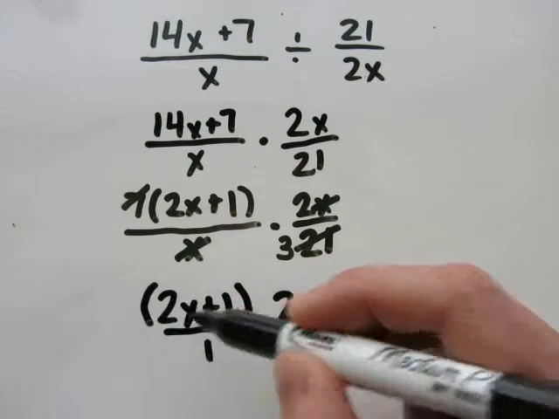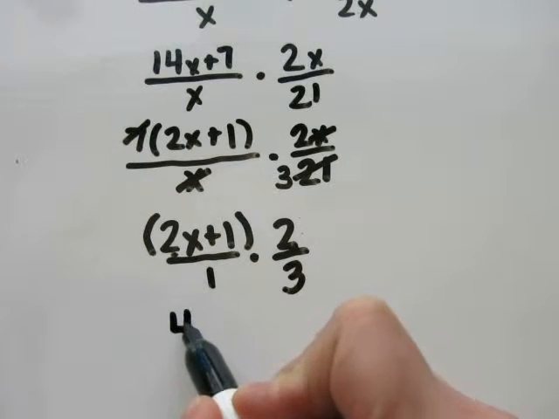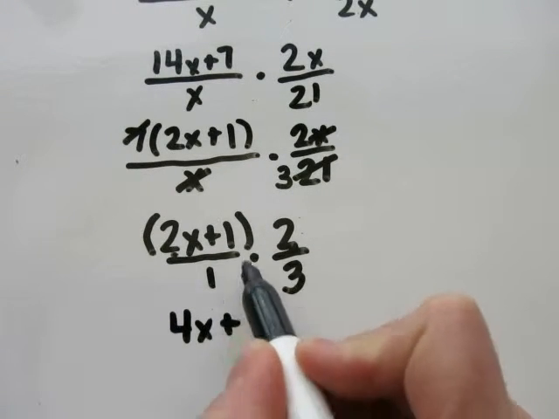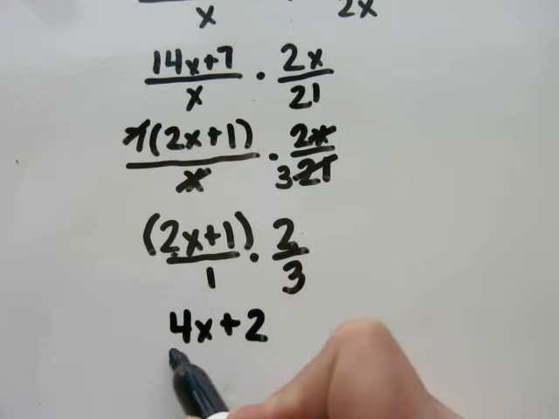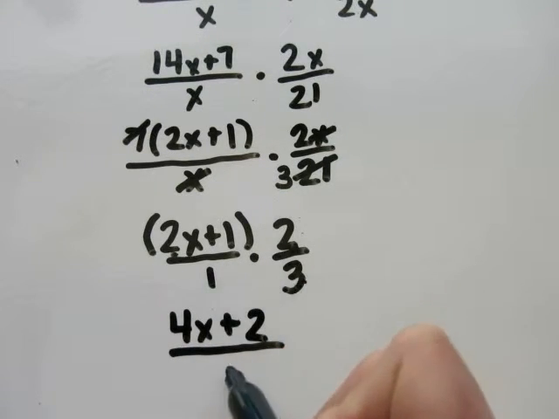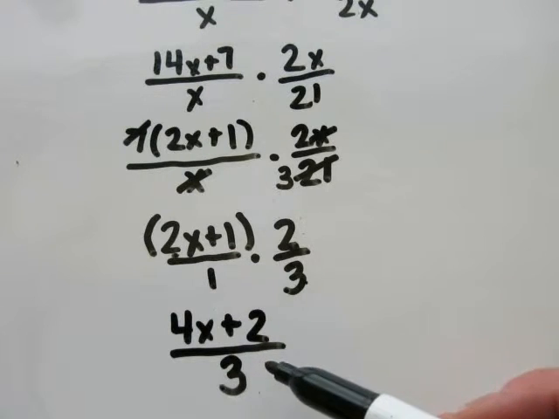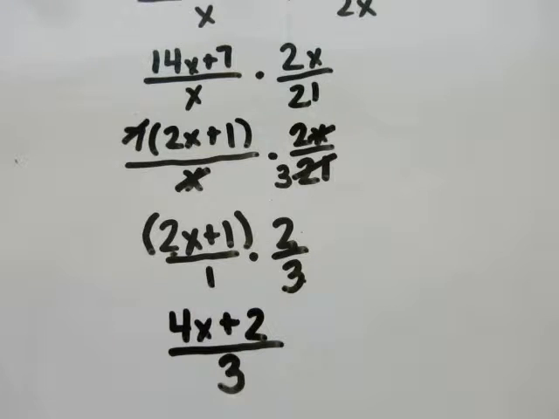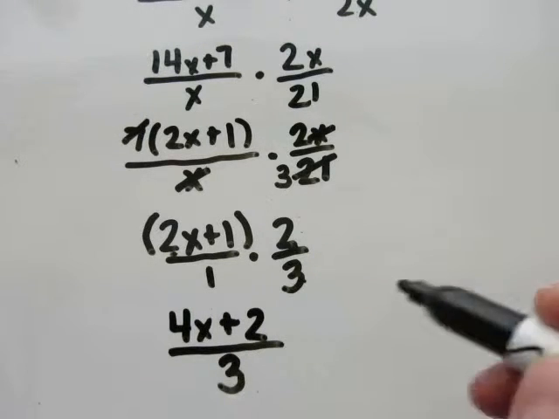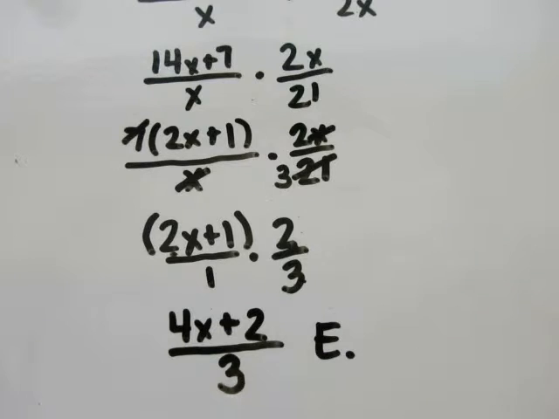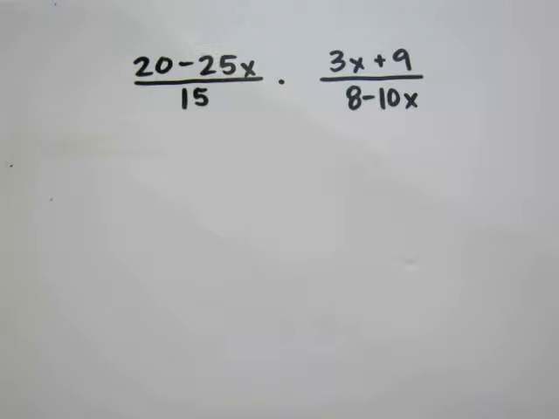Let's multiply these out. 2x times 2 is 4x. 1 times 2 is 2. 1 times 3 is 3. So my answer is 4x plus 2 over 3. Looking at the choices they give us, 4x plus 2 over 3 is the same as E.